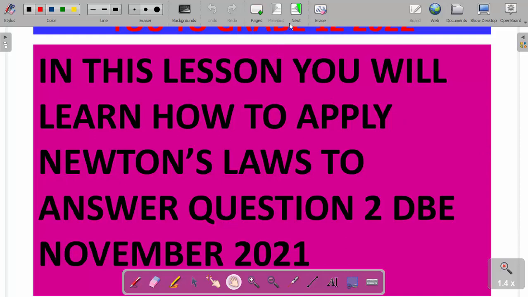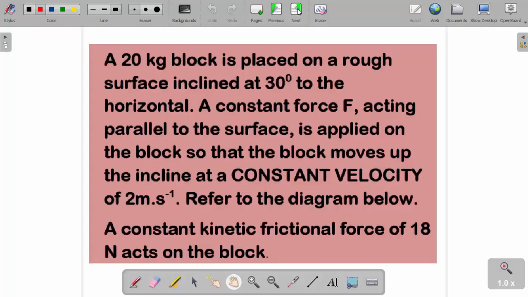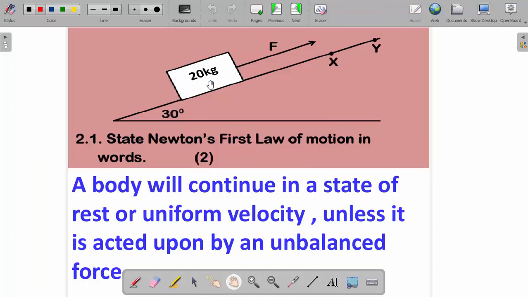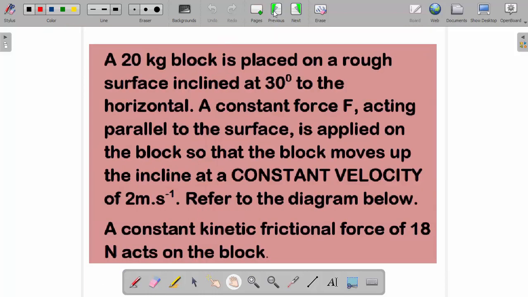Let us see how it looked. Before the question, let me show the diagram. This is a diagram which you see here: a 20 kilogram block being pulled by force F, and a friction with the surface, which has got friction, and passes through points X and Y. This is 30 degrees here. Let us now see the actual question and see what it is saying.